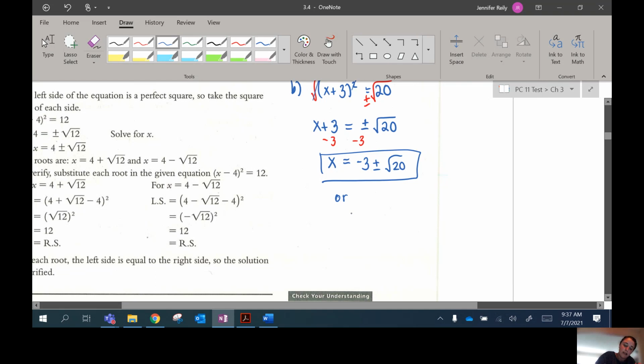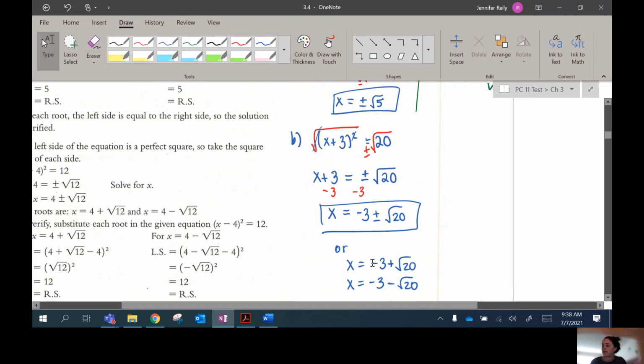You could write your answer like this: x equals -3 plus root 20, and then x equals -3 minus root 20. It just takes longer to write out, so I just recommend using the plus or minus symbol. Okay, so that's if you already have a squared term.